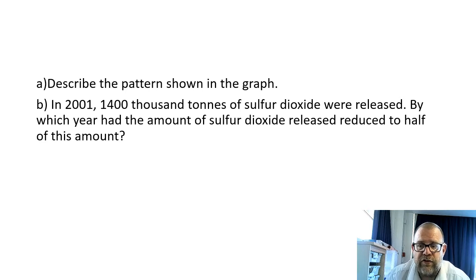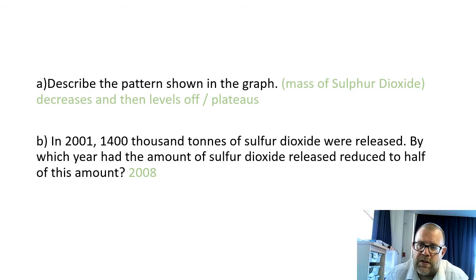Okay, so you'll have to look back at the last slide. In 2001, 1,400,000 tonnes of sulfur dioxide was released. By which year had the amount of sulfur dioxide released reduced to half of that amount? So here we go. The mass of sulfur dioxide decreases and then levels off. It plateaus. Nice, good word there. So half was 2008. It's really important that you can interpret graphs and have a look at those.